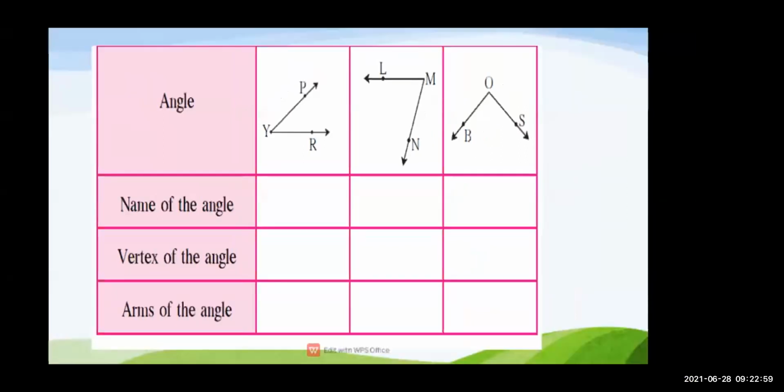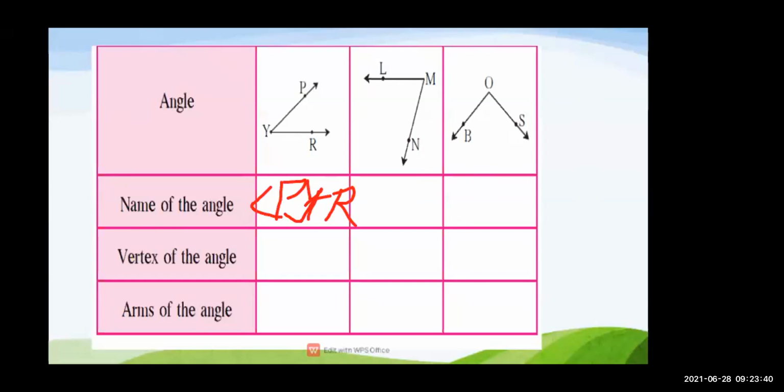See, students. Now, in this first figure, the name of the angle. First example, I'm going to explain to you. Here, the name of the angle is angle PYR. So, how are you going to write it down? You are going to write the symbol of the angle, then PYR. That is the name of the angle.